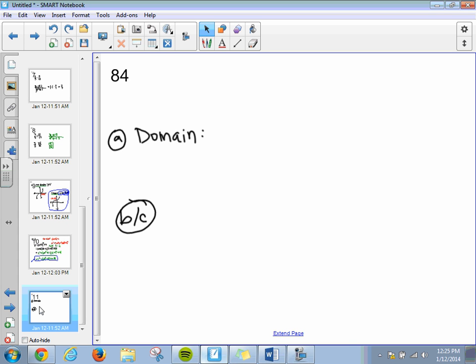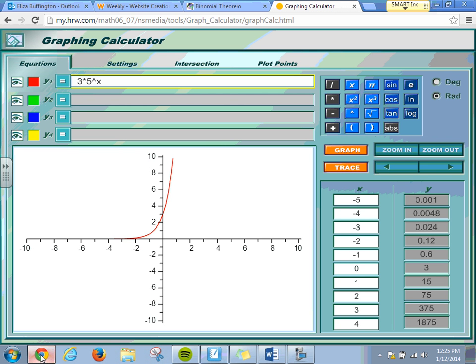All right, and then last one in 84. First, they ask you to sketch the graph of the function. So I did it on a calculator online. This is a great site if you don't have a graphing calculator and want to be able to use it at home.